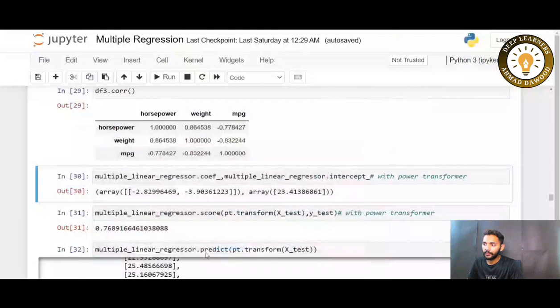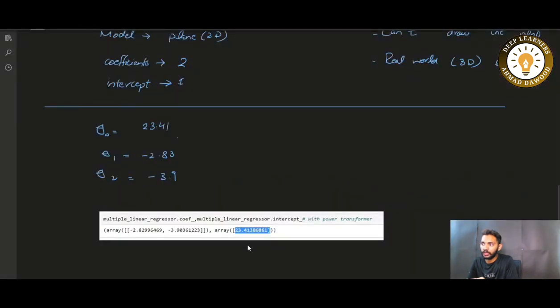Here you can see that during our training part, we have calculated our coefficients and intercept. This is theta 1, theta 2, and this is theta 0. Theta 0 is 23.41, theta 1 is minus 2.83, theta 2 is minus 3.9. Now your equation is y cap, which is theta 0 plus theta 1 x1 plus theta 2 x2.